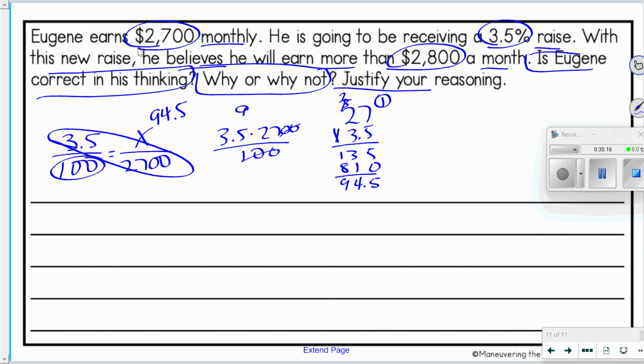So what is he making now? How much is he making now? 94. No, he started at 2,700. It increased by $94.50. So I need to add those together. 2,700 plus 94.50. Now we're talking dollars, so I'll add the decimal places. 50 cents, 4, 7. Did he make it to $2,800? No. So he is incorrect.